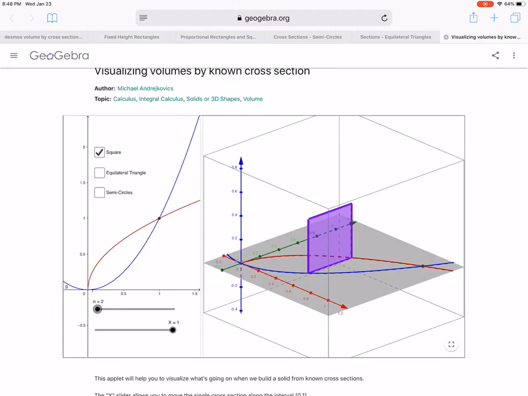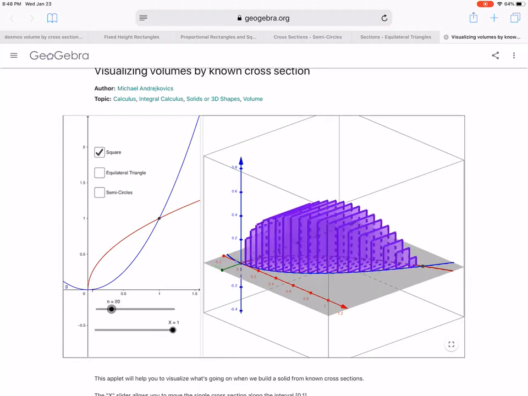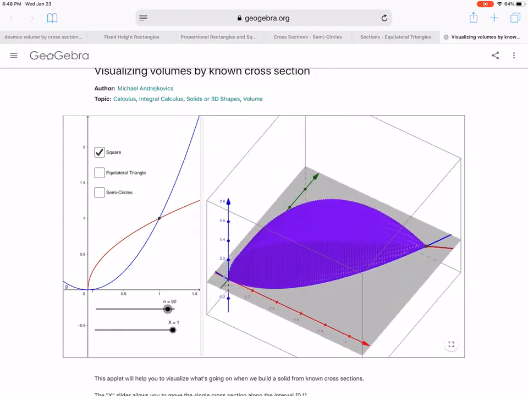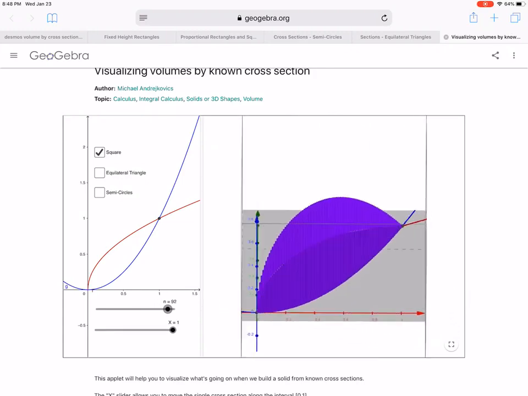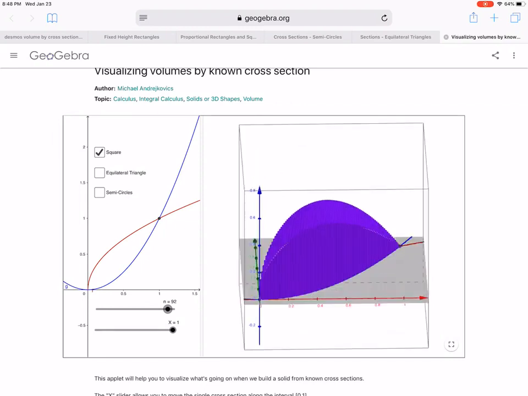And what we're going to do is stick a square straight up and down, projecting off of that base. Now, when we find areas, we're talking about an infinite number of rectangles, right? Well, in this case, I'm going to have an infinite number of squares. And when I get to an infinite number of squares, what I eventually get is this really cool 3D shape that has a flat bottom.